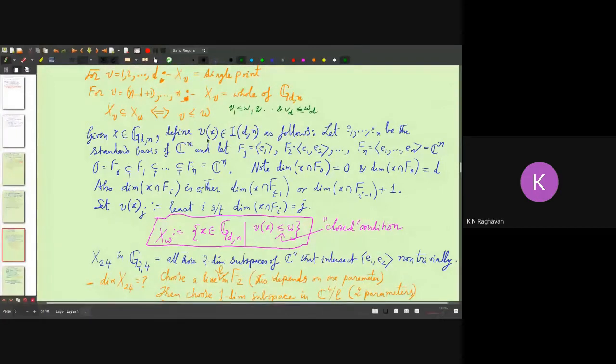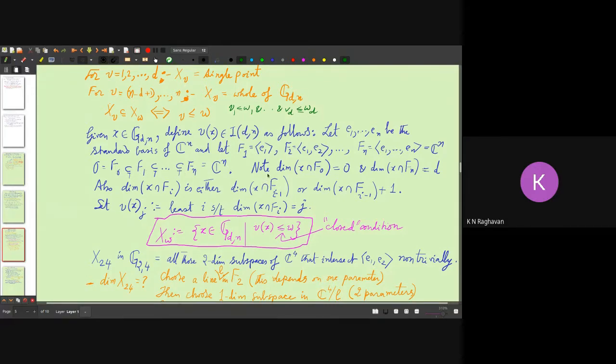Okay, so to define the Schubert variety, I'll define the following. For a given x, a point in the Grassmannian, I want to define an element of I_d,n as follows. What you do is you fix the standard basis of C^n and take this flag. F1 is just the span of e1, F2 is the span of e1, e2, and Fn is the span of e1 through en. This is called a flag because the dimension of Fi is i.